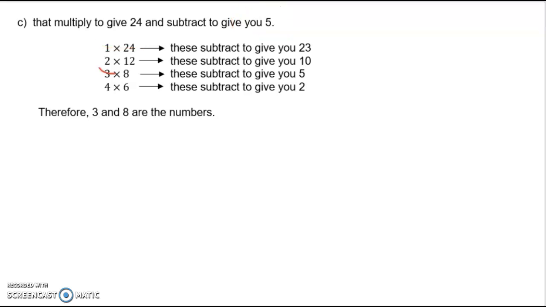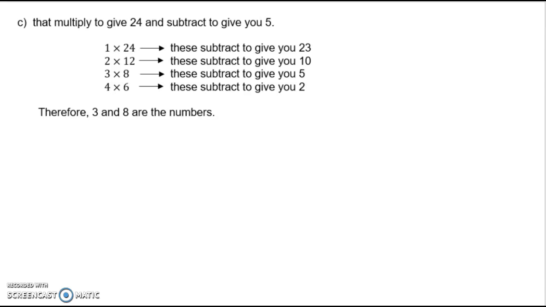Let's go to the second one. 2 times 12 gives you 24, but when you subtract them, 12 minus 2 gives you 10. So it's not this one because we're looking for 5. Next, 3. 3 times 8 gives us 24, but when you subtract these, it gives you 5. So 8 minus 3 gives you 5. Therefore, this one is the winner.